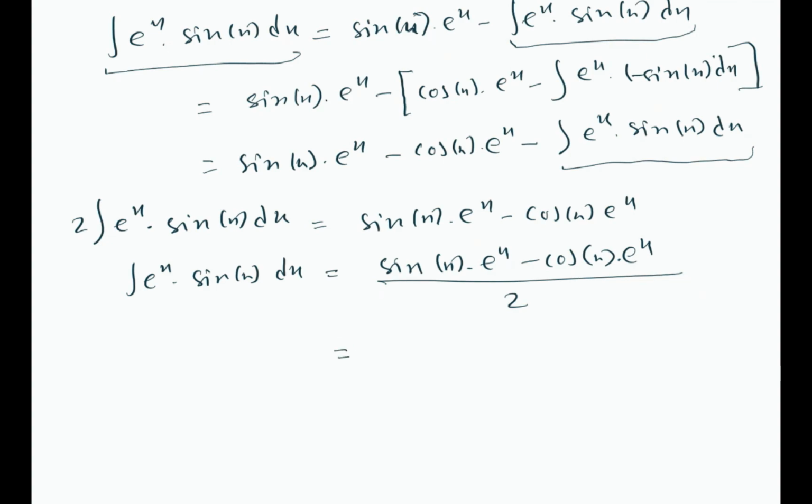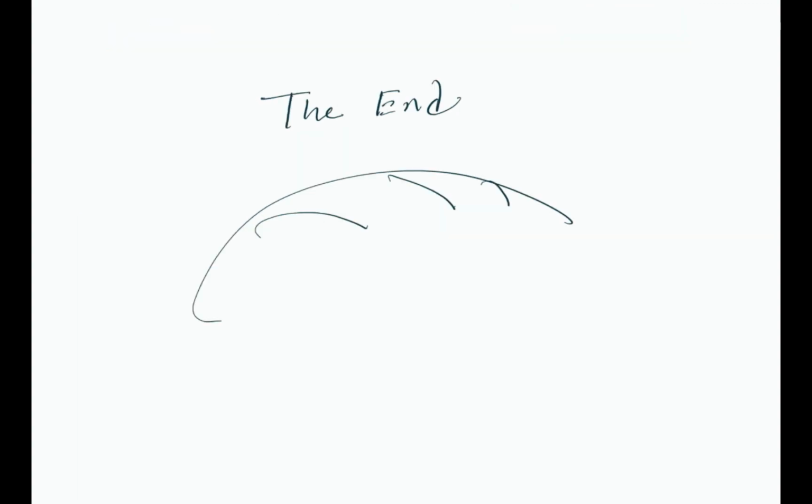Then we can simplify it a little further. We can take e to the power x as a common factor: e to the power x times sine of x minus cos of x, divided by 2, and put a plus c here.